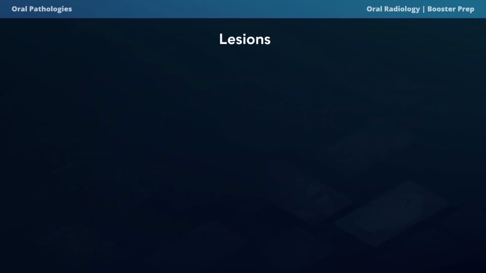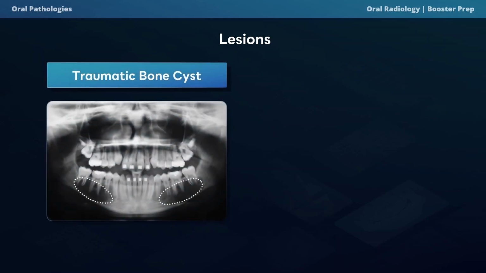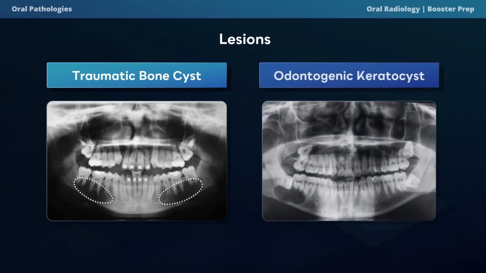Now let's take a look at a couple of lesions that might show up on a panoramic, and both of these will appear as radiolucent areas or dark spots on the image. So the first one is a traumatic bone cyst, and it's benign and often linked to some kind of previous trauma. And the second one is an odontogenic keratocyst, also known as a primordial cyst of Gorlin syndrome. So this one comes from the dental lamina, and it tends to be more aggressive and usually requires close follow-up.